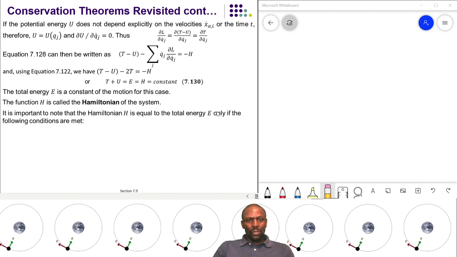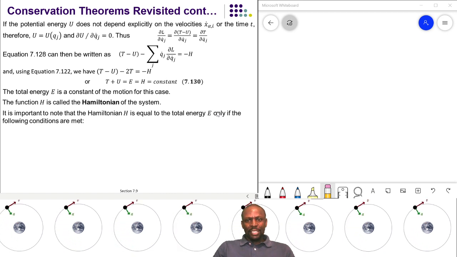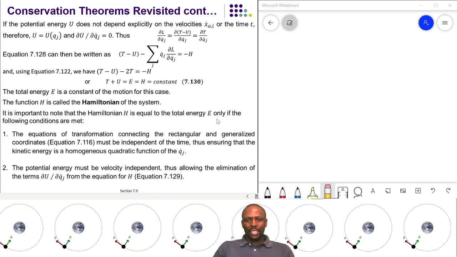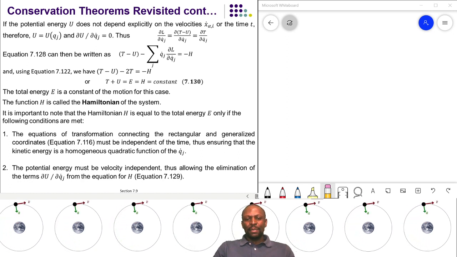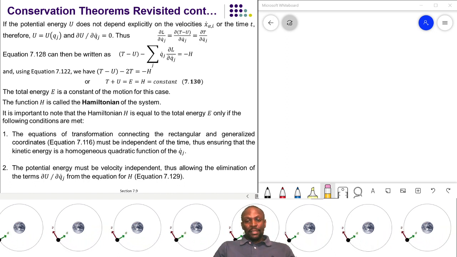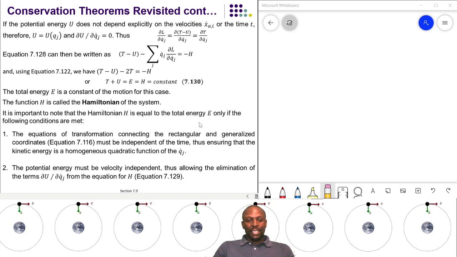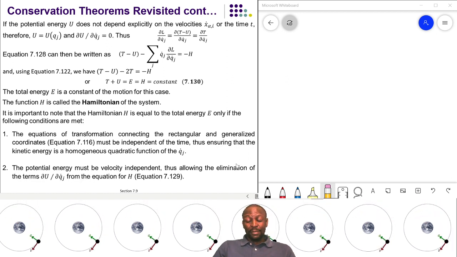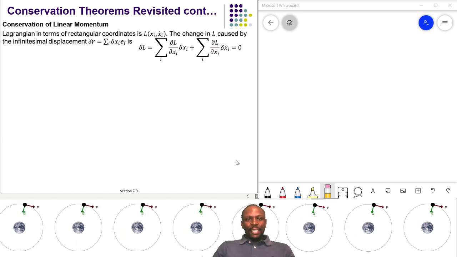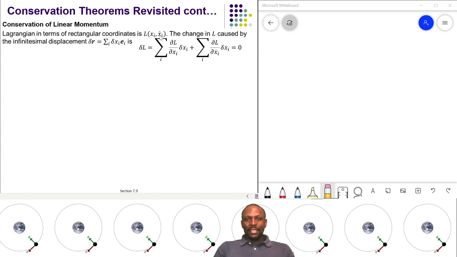It is important to also note that the Hamiltonian h is equivalent to the total energy if the following conditions are met. For example, the equations of transformation connecting the rectangular and the generalized coordinates must be independent of time, ensuring that the kinetic energy is a homogeneous quadratic function, and the potential energy must be velocity independent. The potential energy must not depend on the velocity, allowing the elimination of that term from the equation of the Hamiltonian. Right. Now, the conservation of linear momentum: the Lagrangian in terms of the rectangular coordinates is just given by this.